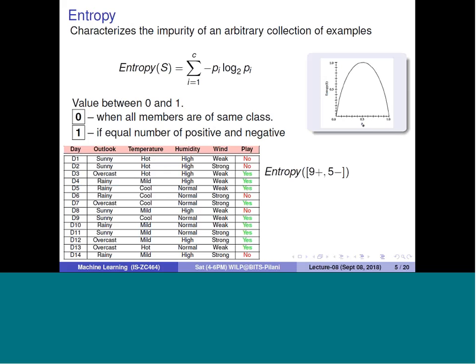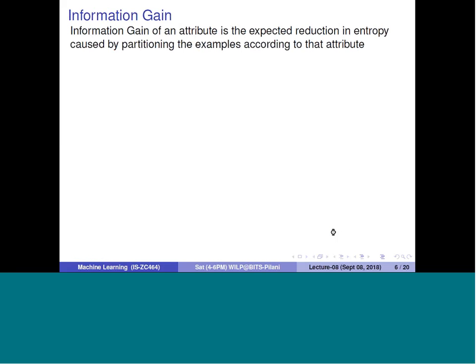Given this data, if I ask what the entropy is, you can find it by counting how many positive and negative examples there are, and then applying this formula: finding the probability, then the log of that probability, then the summation, then multiplication by -1. You find that the entropy of this database is 0.94. That is how we can find it.